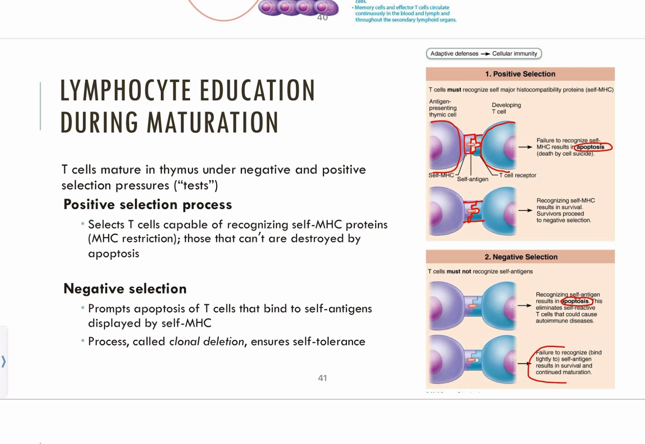So failure to recognize, which is negative selection, means that it's actually going to go on and go through the clonal selection process. So this process of maturation is actually very selective, because if not, we'll end up with a huge amount of immune disorders. Only about 2% of our T cells actually survive to become immunocompetent, self-tolerant T cells.